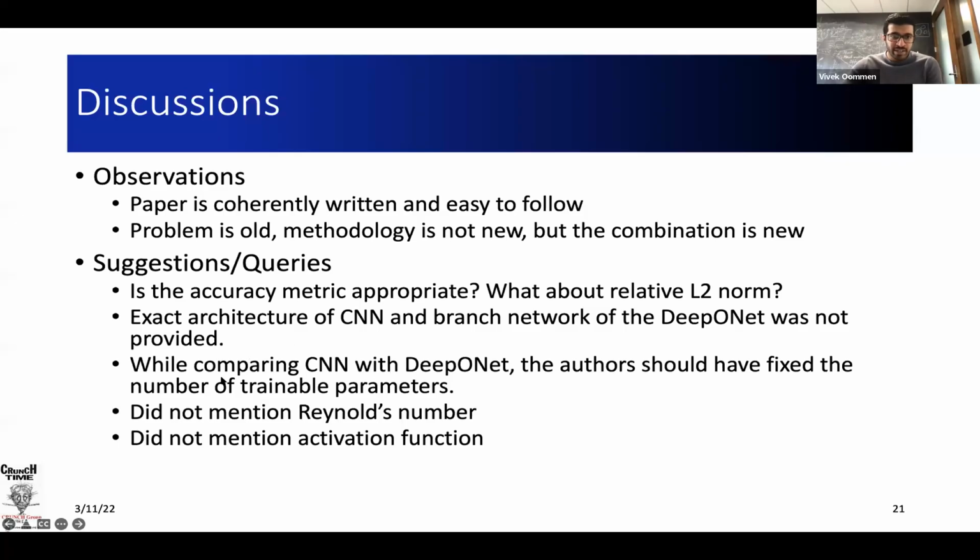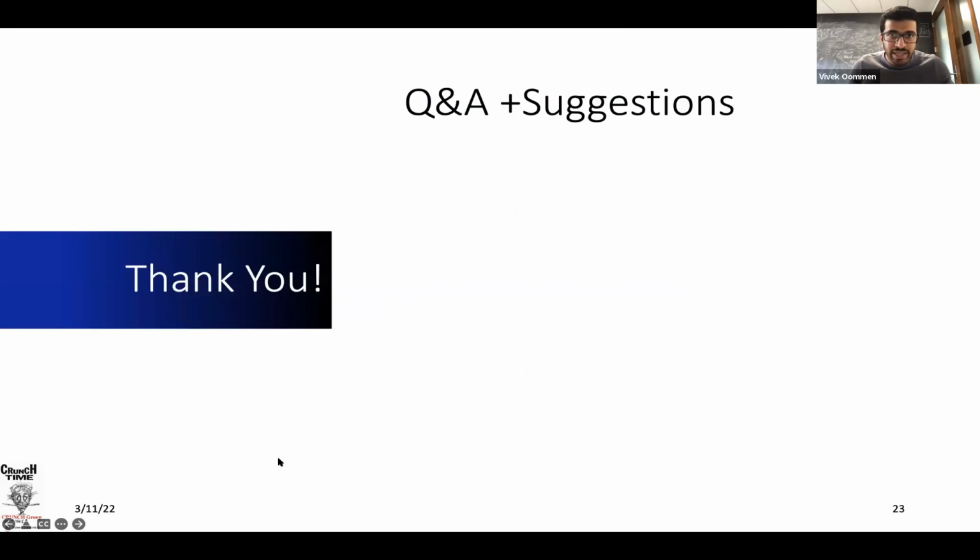That was not provided. Then, while comparing CNN and DeepONet, the authors could have fixed the number of trainable parameters so that there would be a fair comparison, because DeepONet has another network called the trunk network, which has its own trainable parameters. Plus, they just forgot to mention the Reynolds number and the activation. That's all. So thank you.